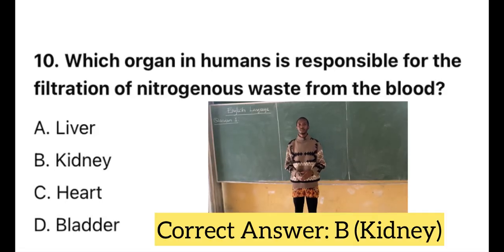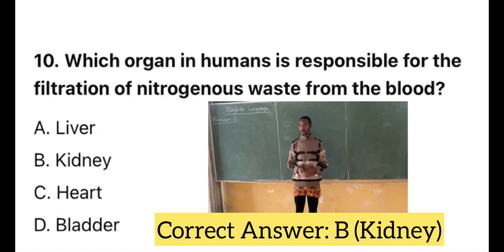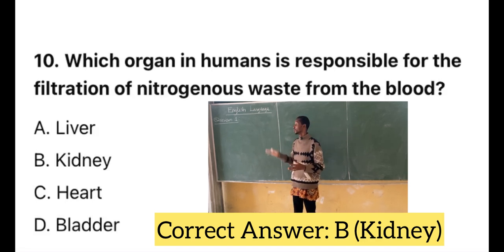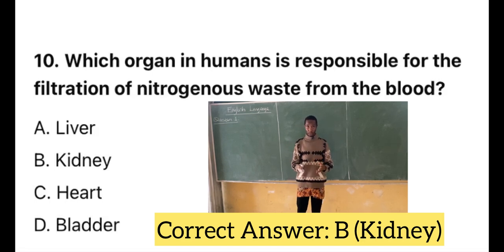The correct answer is option B, the kidney. The kidney filters urea and other nitrogenous waste from the blood, and it passes it out of the body in the form of urine.